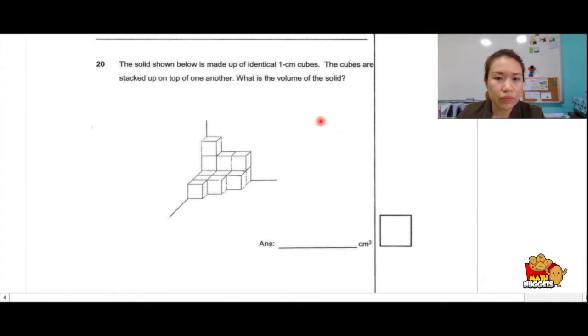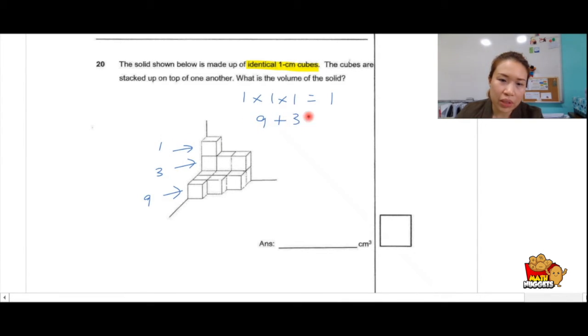Question 20. What is the volume of the solid? Now they are made out of identical 1 cm cubes. So the volume of 1 cube will be 1 times 1 times 1, which is still 1. Okay, so let's count the number of cubes. In the first level, we have 9 cubes. Second level, we have 3. Third level, we have 1. So all in all, we have 9 plus 3 plus 1, which is 13. Then 13 times 1, which is the volume of 1 cube, we get 13 cubic centimeters.